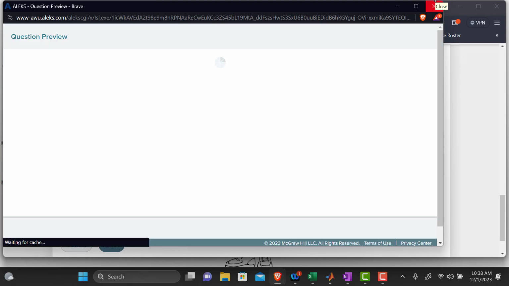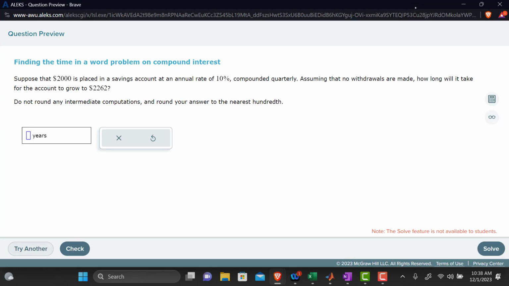Finding the time, okay. I think we're doing good so far. Suppose that $2,000, so this is a word problem, compound interest, but they're going to want to solve for the time. Very similar to what we did before, except now we're going to be solving for something else. So suppose that 2,000 is placed in a savings account, that's our principal, with an annual rate. So that tells us that our interest rate here is 0.1, and it also tells us that n is equal to, oh, I lied, compounded quarterly, there's the n, n is equal to 4.